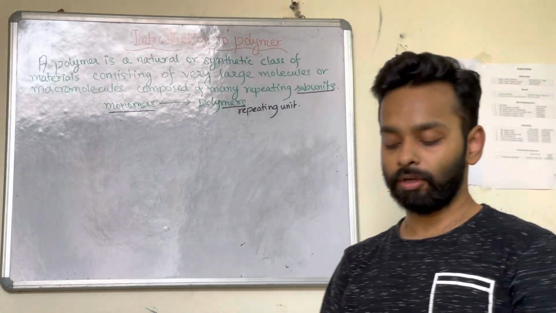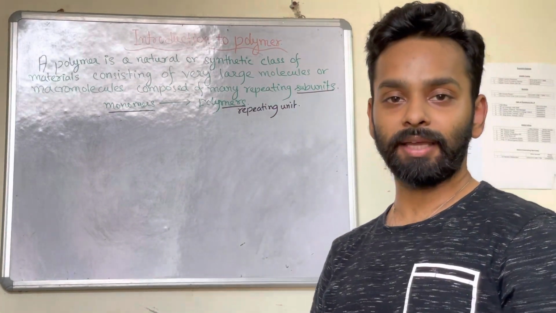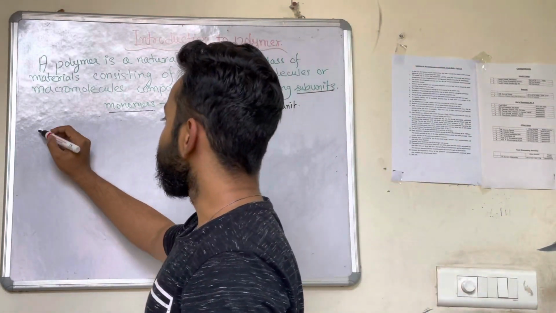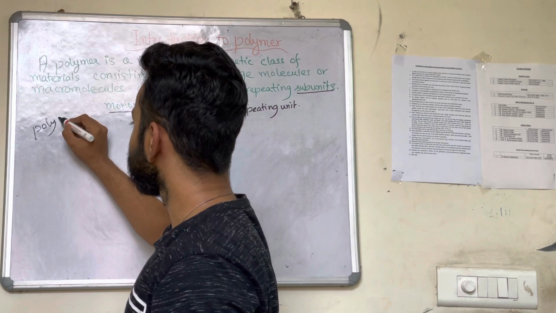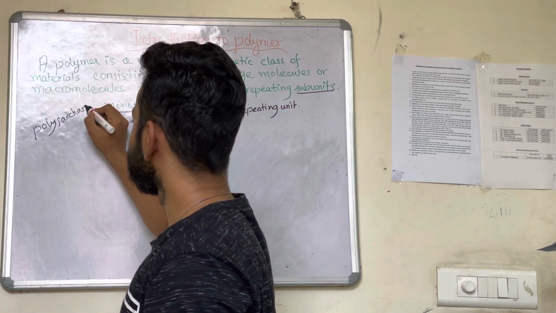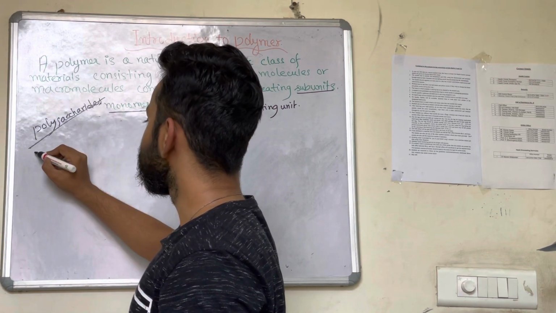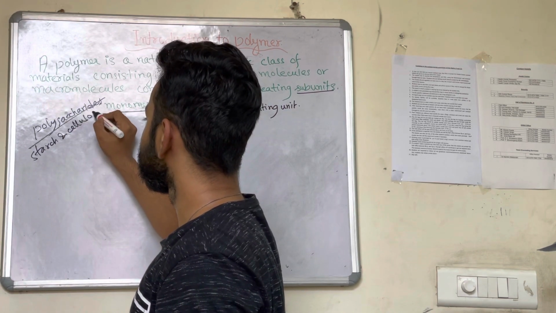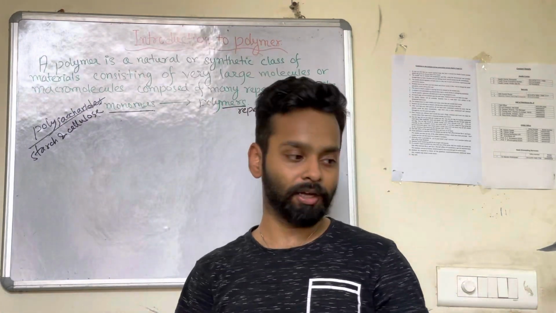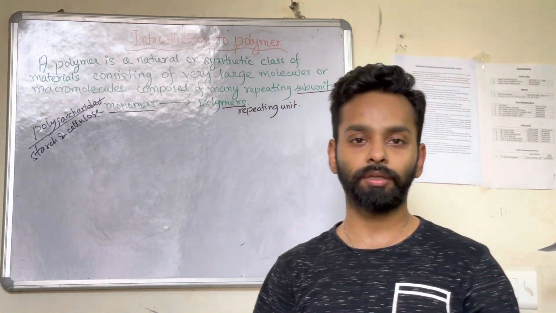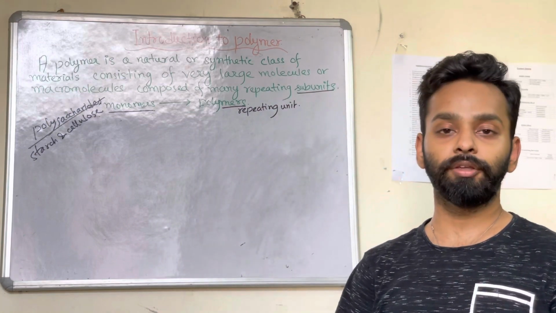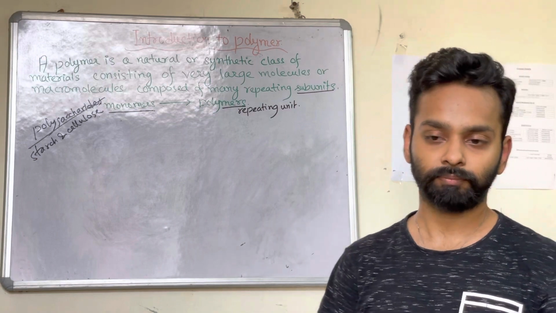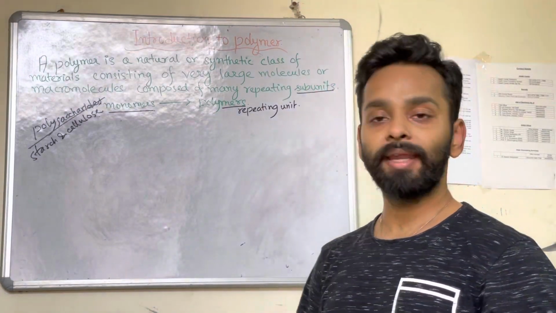Apart from proteins, there is another group of natural polymers known as polysaccharides, such as starch and cellulose. These are made up of individual sugar molecules, which can be joined using glycosidic linkages to give rise to these polymeric entities. So this was the example of natural polymers.